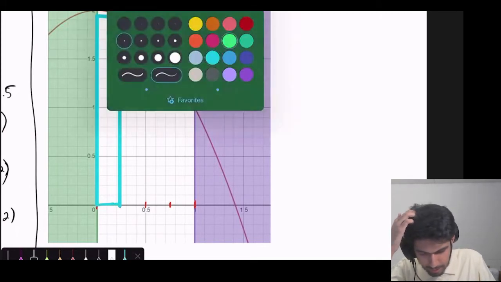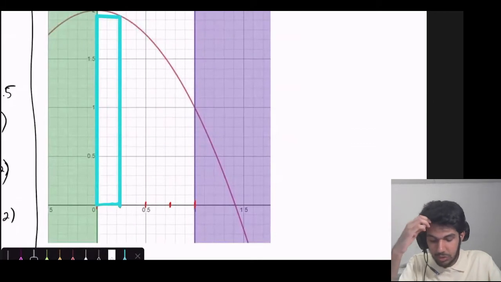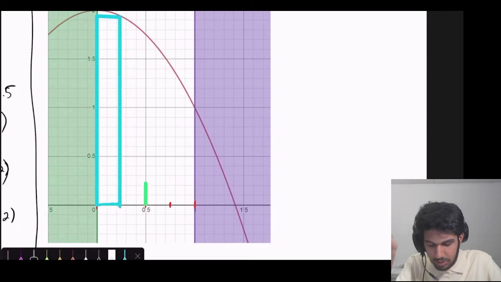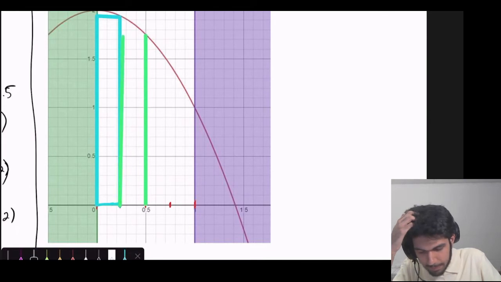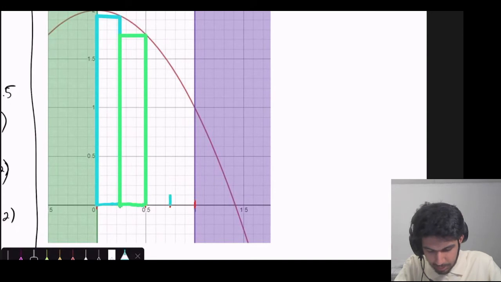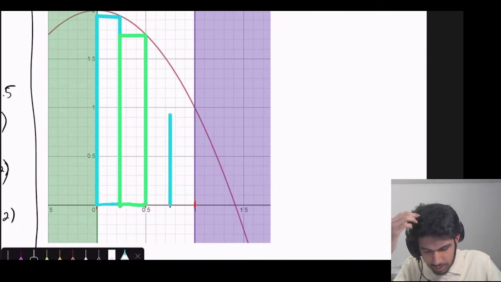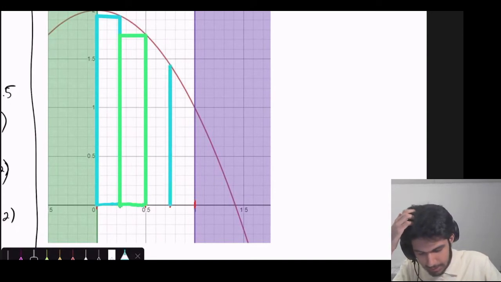And then let's just change colors. We'll do the same thing. So the right-hand side of the second rectangle will start at 0.5. So we can trace that upwards until we hit the function. The left-hand side should have the same height. So we do that, draw the horizontals, and that's our second rectangle. Third rectangle, the right-hand side will start at 0.75. So we can trace that upwards until we hit the side. Left-hand side should be the same exact height. Draw our horizontal.